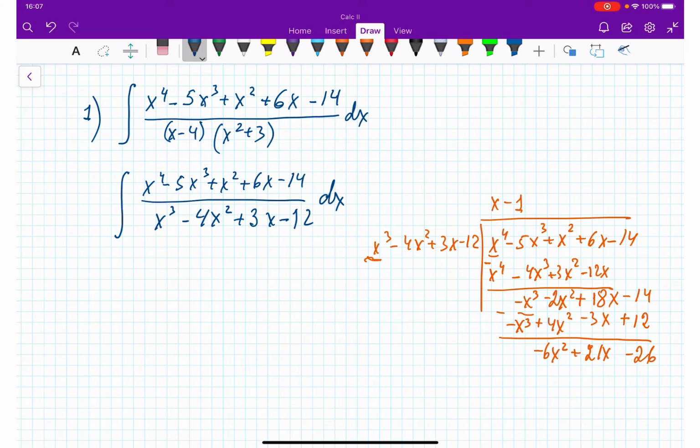All right, so what do we get from here? We got the whole number part, x minus 1. The remainder is 6x squared minus 21x plus 26. Why did I flip the sign? Because I put a negative sign in front of the fraction, and therefore I flip all signs in the numerator. A negative sign in front of a fraction we treat as a negative sign in front of parentheses. And we are getting, over x minus 4, x squared plus 3, dx.